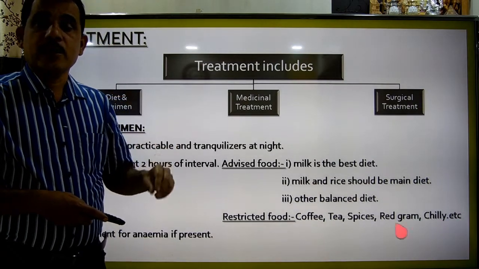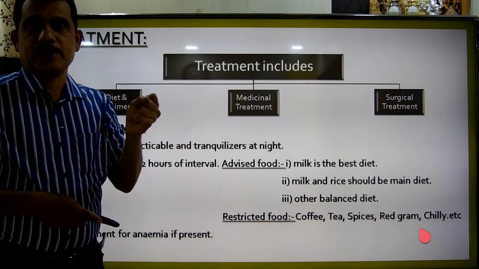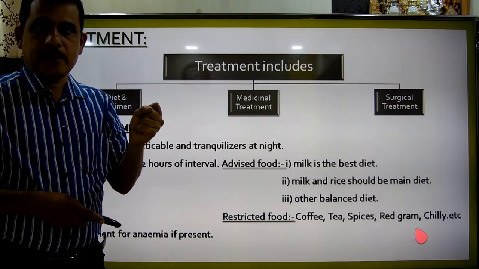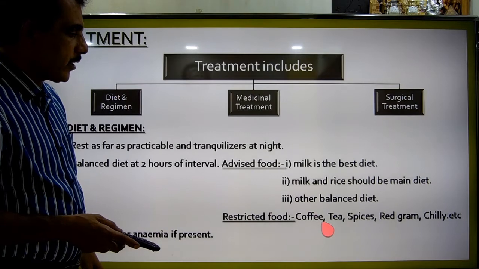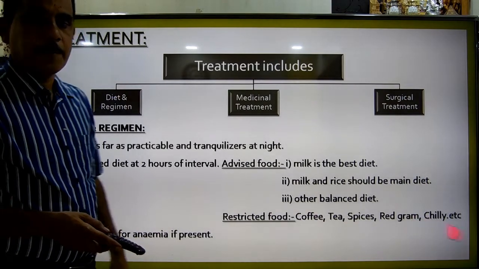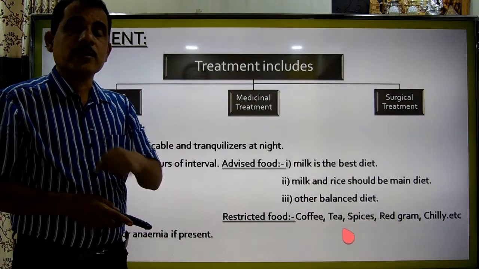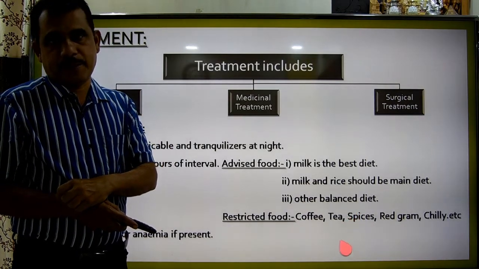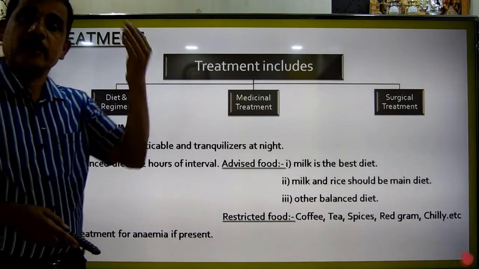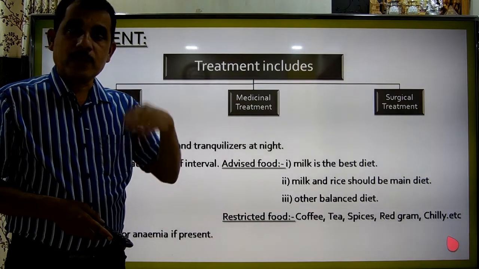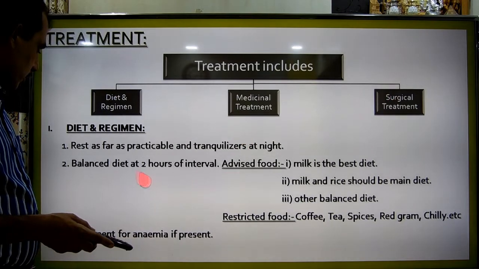Then advise the patient to take the diet properly and masticate it properly into small pieces. Regarding the restriction of food, which food should be restricted? Coffee, tea, spices, red gram, chili, etc. That which causes irritation of the gastric mucosa should be restricted completely. Otherwise, if you start the treatment and the patient is taking such foods, it causes continuous irritation and will not give relief to the patient. So remember, the diet is very important.